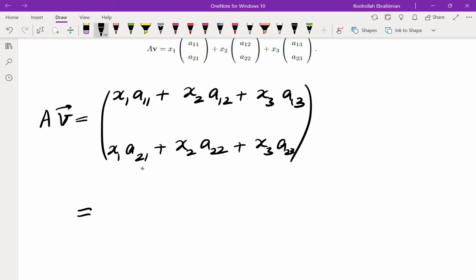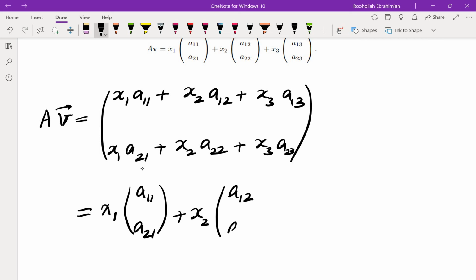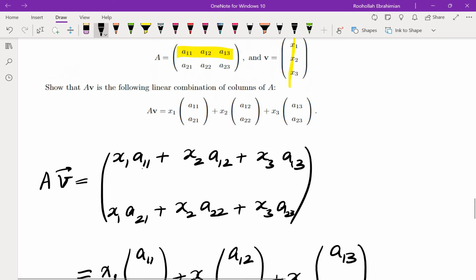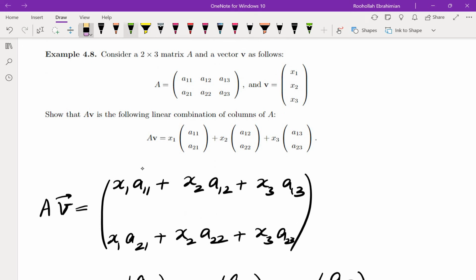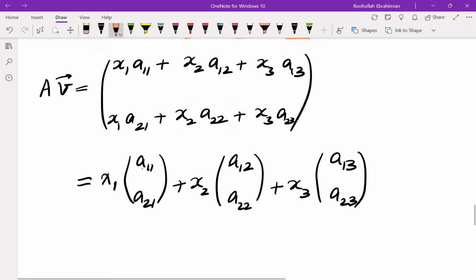Now, if I break this up into 3 different columns, I would get x1 times (a11, a21) plus x2 times (a12, a22) plus x3 times (a13, a23). So really, what is this? It tells us that when you multiply A by a column, you are taking the linear combination of columns of A. So these are columns of A with coefficients from entries of v. So linear combinations of columns of A with coefficients in v.